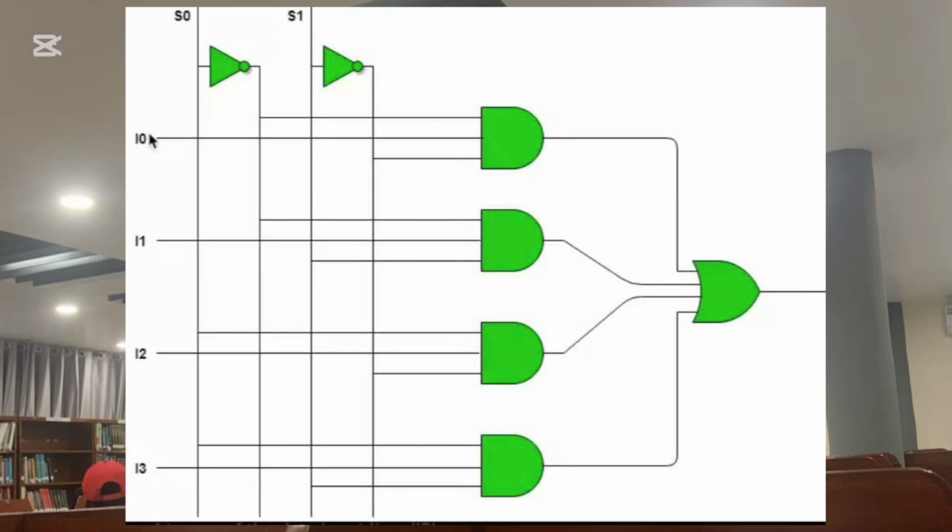1 takes I0 and I1 as inputs. 1 takes I1 and I2 as inputs. 1 takes I2 and I3 as inputs. 1 takes I3 and I0 as inputs. Each AND gate checks if its two inputs are both 1 and sends the result forward.